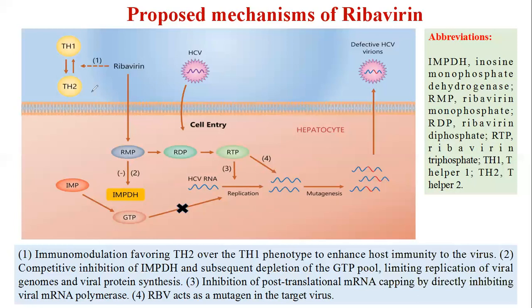So that is how scientists are using ribavirin as a drug in both ways. Here, using immunomodulation of Th2 to boost host immunity against the virus, and here, using it as an analog to block the function of RNA polymerase, or to terminate chain elongation or replication of HCV, or hepatitis C virus.